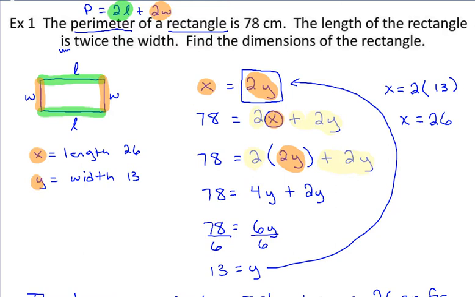Guys, that's not the only way to word your answer. Please understand your sentence answer on this is going to be different than mine. You can say the length of the rectangle is 26 centimeters and the width of the rectangle is 13 centimeters. Tons of different ways to word that and still be correct as long as you give me all the information.